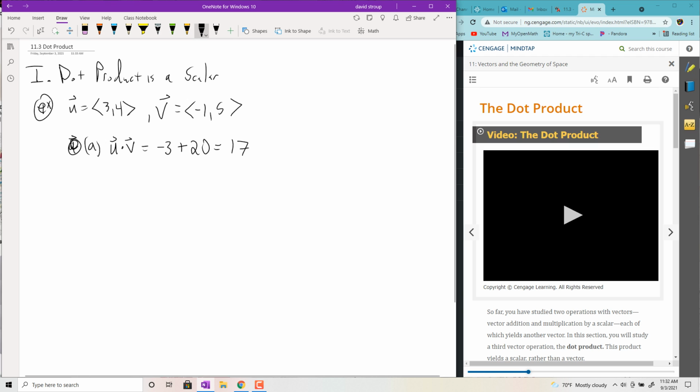If we had, let's say, some other guy, w, 3, 4, 1, and then maybe some s vector, -2, 1, 0. Same idea. W dot s would be -6 plus 4 times 1 is 4 plus 1 times 0 is 0, and that would be -2. Okay, so no big deal.